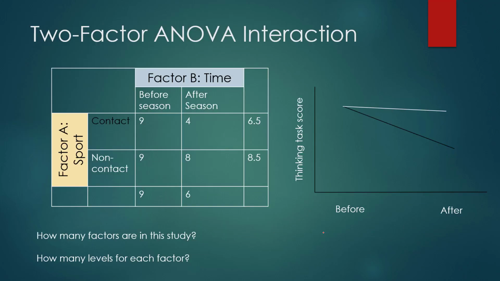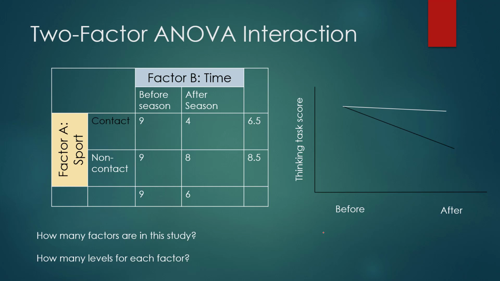So now I'm going to take you to an example where there is a significant interaction. This is a new study where a set of researchers examined individuals in high-contact sports like football and ice hockey and low-contact sports. The goal was to study the effect of repeated head injuries. The dependent variable was performance on a conceptual thinking task, and a group of athletes in contact and non-contact sports were examined before and after the season started.